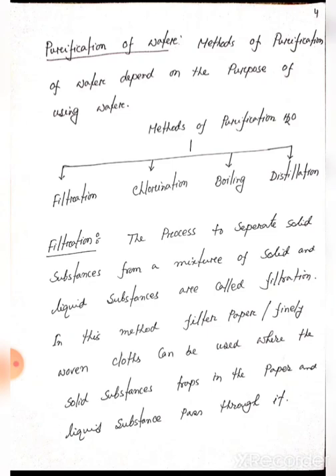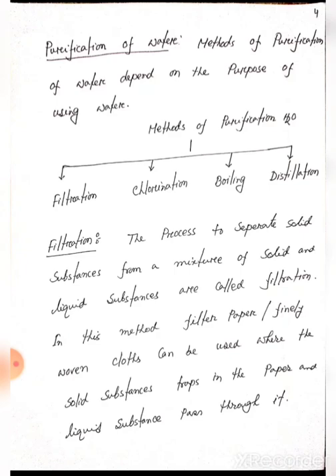So first of all, filtration. The process to separate solid substances from a mixture of solid and liquid substances is called filtration. If we consider a mixture in which water and solid substance are mixed together, and we want to purify water by separating it from solid substances, we can apply the filtration method.